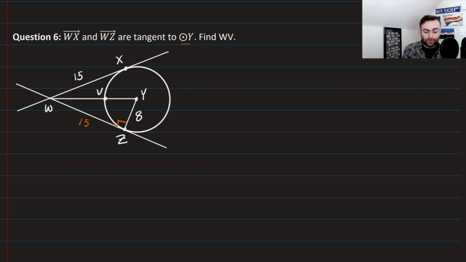But we have even more information. The radius is 8. That means Y to V is also 8. So if we call this x, we can set up a really nice equation where we can just solve for x using the Pythagorean theorem. So 8 squared plus 15 squared is equal to x plus 8 squared. Well, 8 squared is 64. 15 squared is 225. And now I've got some weirdness here.